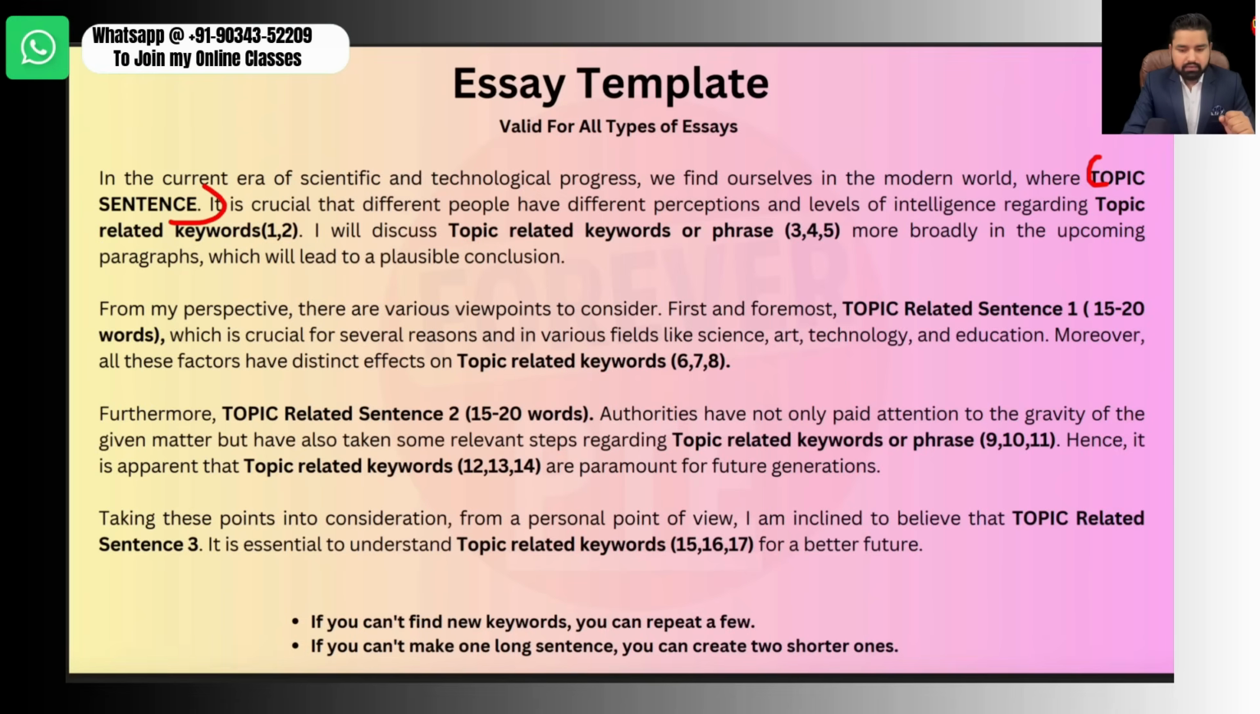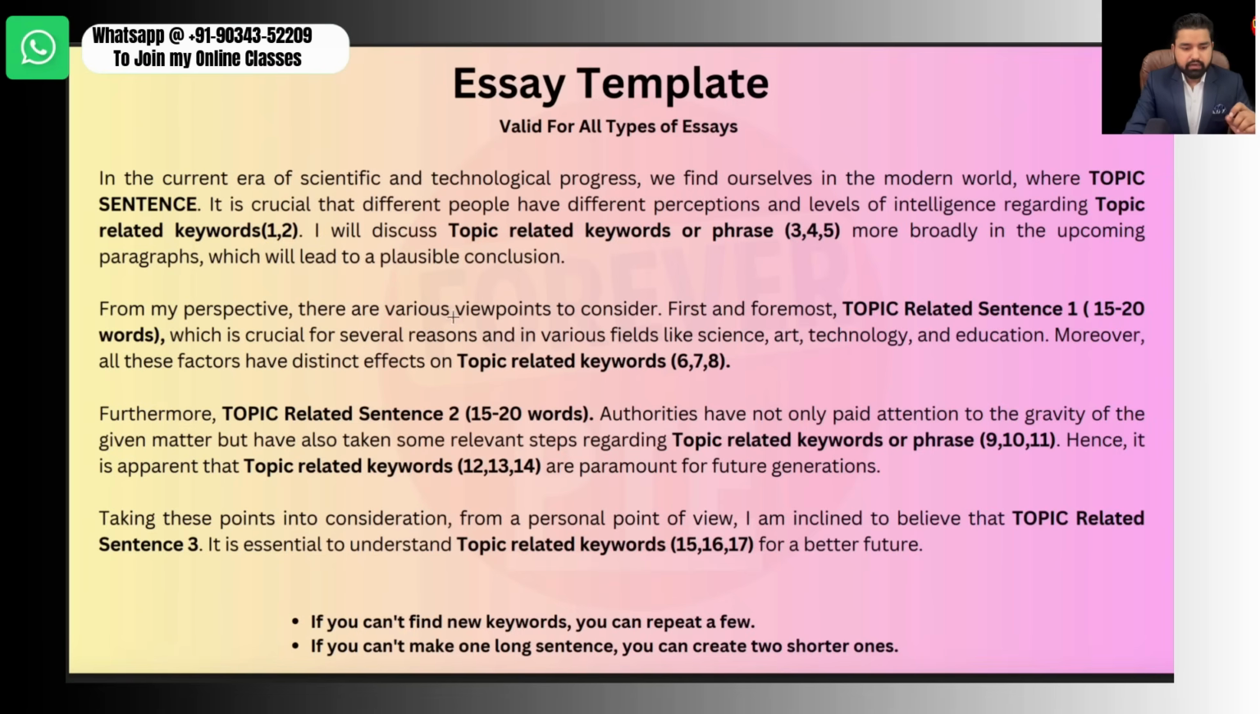And after that, it is crucial that different people have different perceptions and levels of intelligence regarding. After this word regarding, I want you to write at least 2 keywords related to the given topic. I'll show you one example as well. Then third line is, I will discuss, again, you need to write topic related keywords, or you can write a phrase as well. More broadly in the upcoming paragraphs, which will lead to a plausible conclusion.